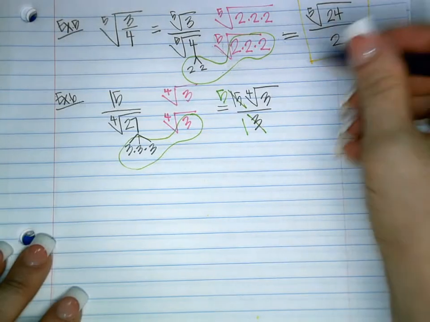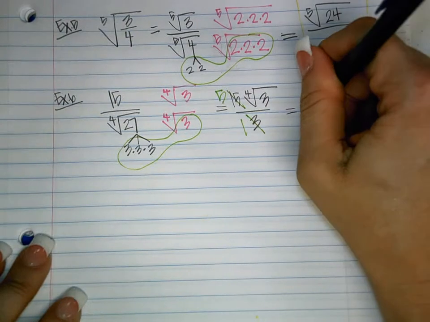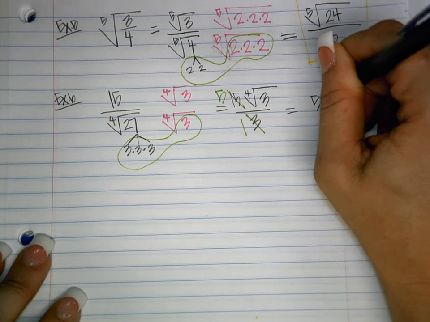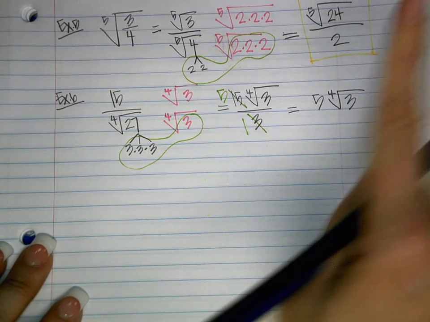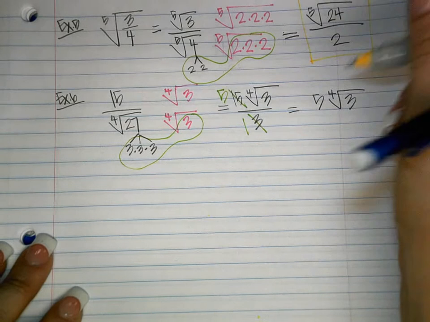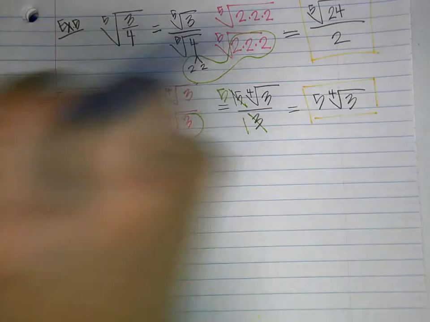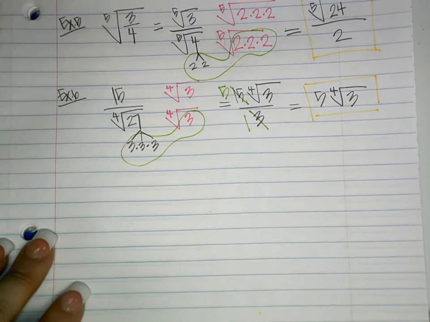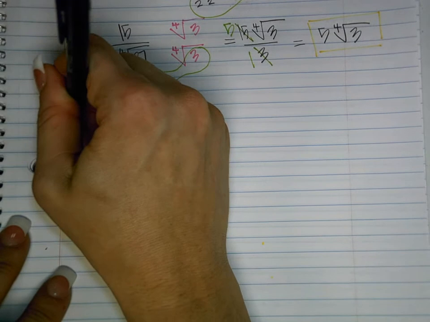Do I need to leave anything written on the bottom? No. So this answer is 5 fourth root of 3. Remember, that is multiplied next to each other. So 5 times the fourth root of 3. Okay, a couple more. Number 7.